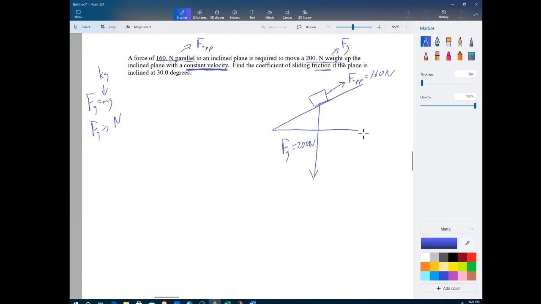So we got friction involved, which means friction, of course, fights your applied motion. And I'm going to put over here, mu equals question mark with a box around it, since that's the thing I'm looking for. Find the coefficient of sliding friction if the plane is inclined at 30 degrees.